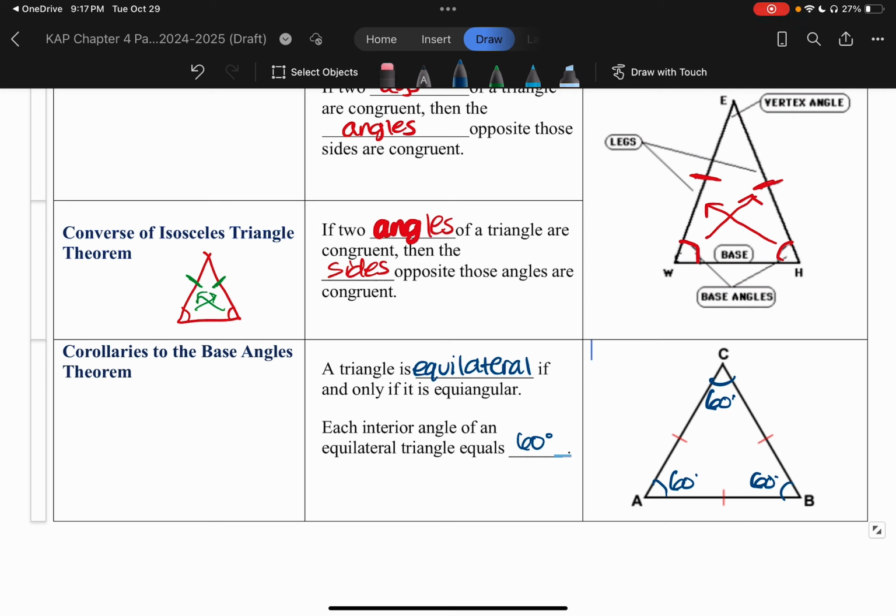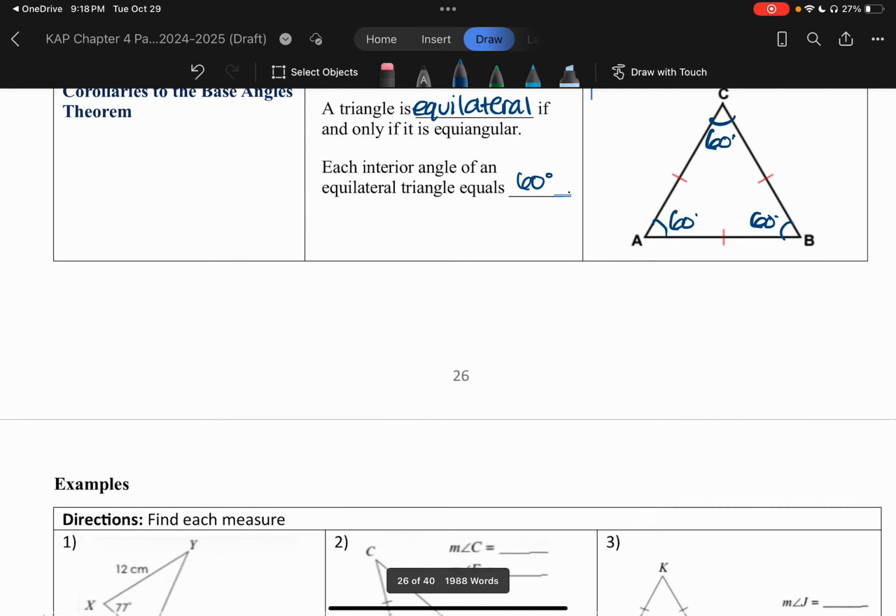Okay, what today is going to be about really is just going to be looking at a couple of different examples, and there's honestly a good amount just because there's a lot of different scenarios that we can run into with isosceles and equilateral triangles. So we'll run through these first ones pretty quickly.